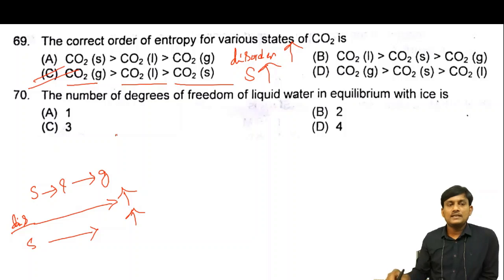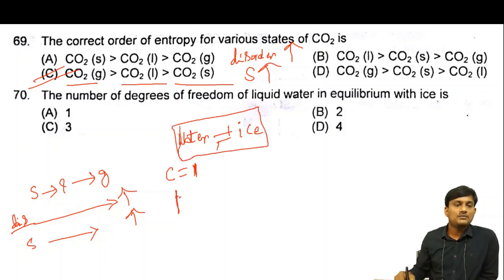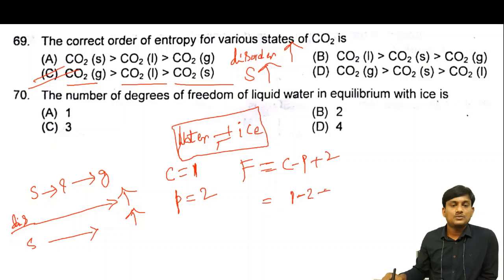The number of degrees of freedom of liquid water in equilibrium with ice is. Here there is an equilibrium between liquid water and ice. We know that for the water system the number of components is 1. In this equilibrium you have number of phases 2. So you have to calculate the F value. According to the phase rule equation, F is equal to C minus P plus 2. It will be 1 minus 2 plus 2.